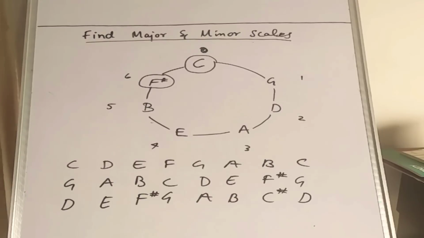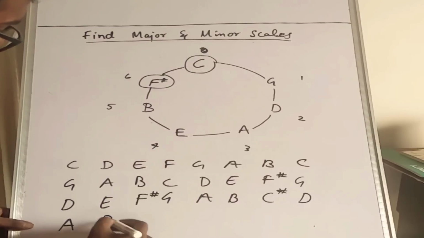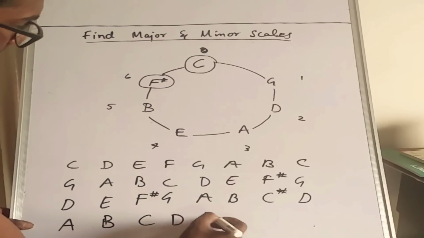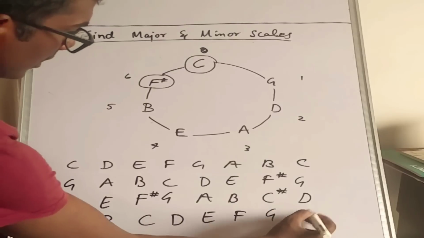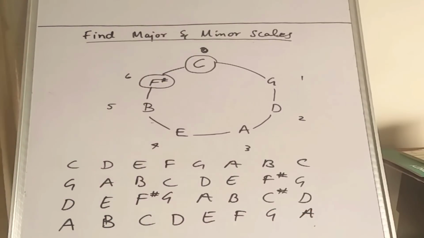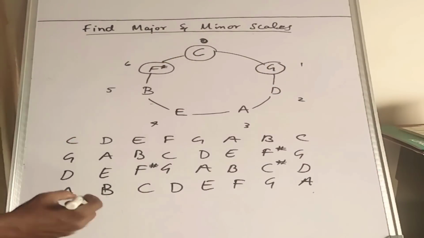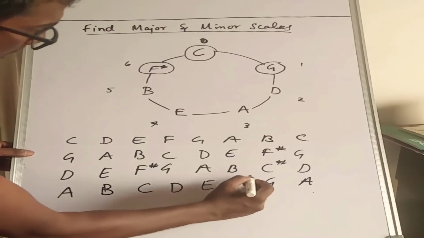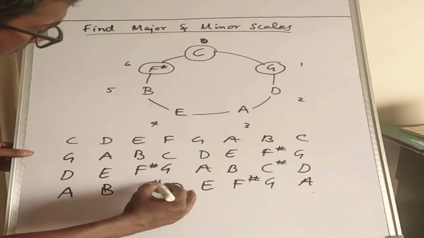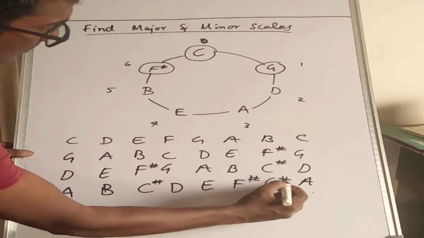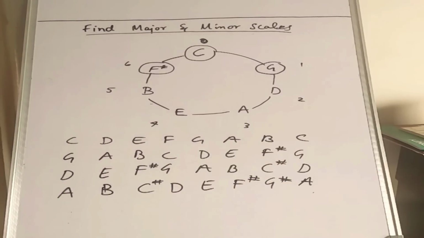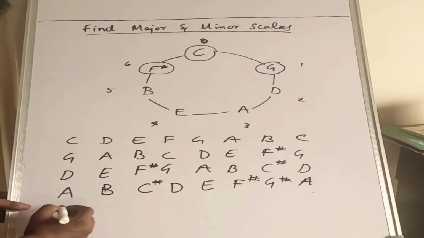Okay, now let's find the A major scale. Let's write down the notes the way it is. A, B, C, D, E, F, G, A. And to find the sharps, leave out the previous one before A and go to G sharp, C sharp, and F sharp. And G sharp, yes. And that's the A major scale.